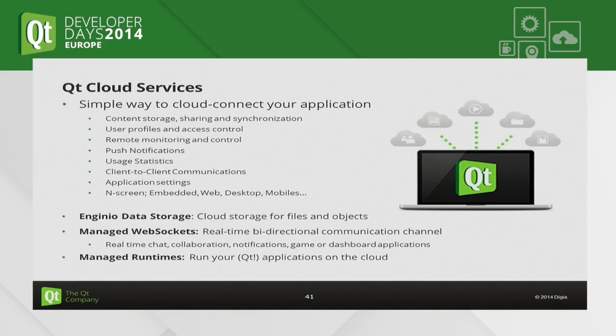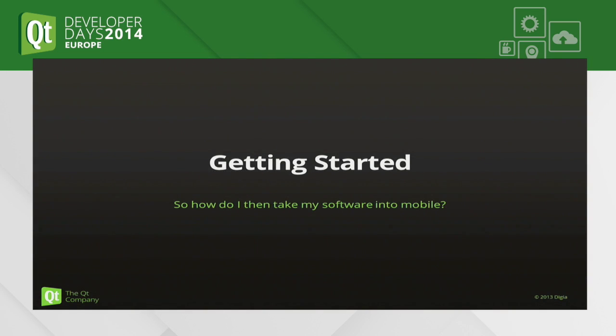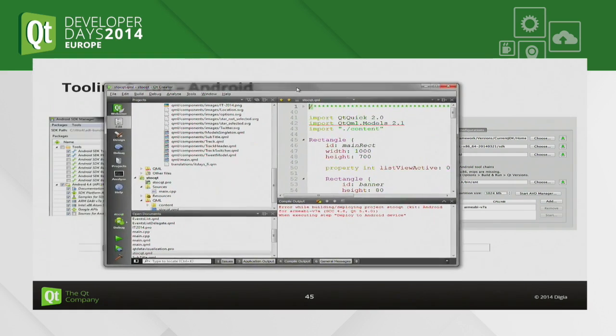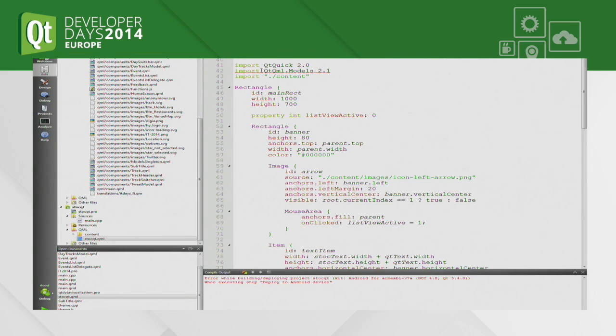Okay, let's check how you then get started. So how do you take your software to mobile? The Android one is probably the easiest one because you can do this from any platform: Windows, Linux, or Mac. What you need to do is install the native toolkits first. So you need an Android NDK, an Android SDK, and then you need to configure your Qt Creator.